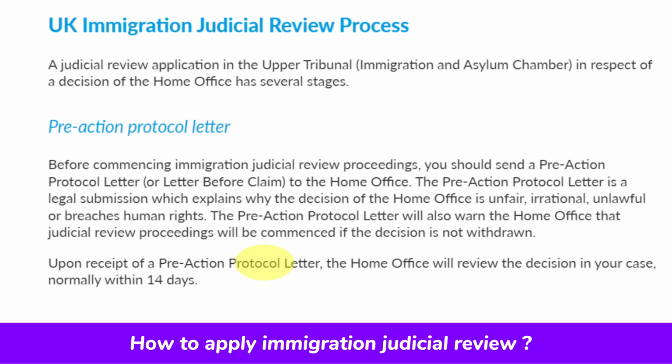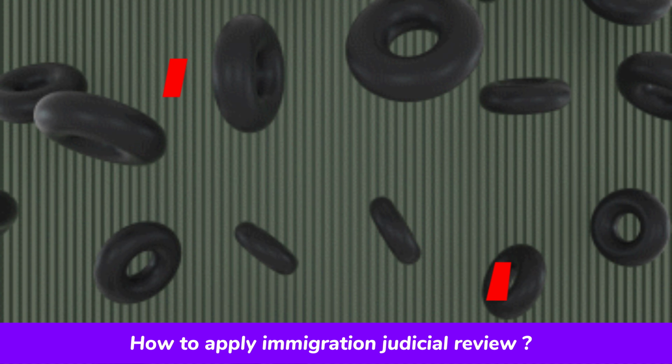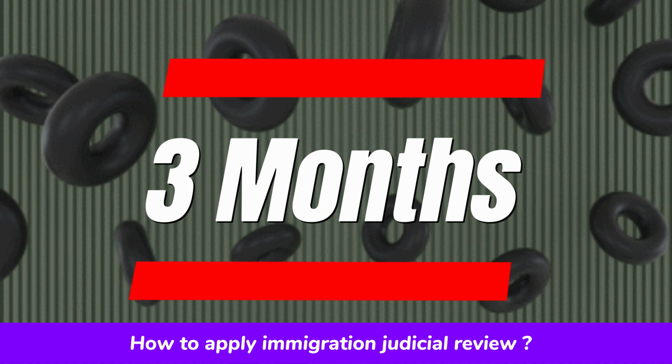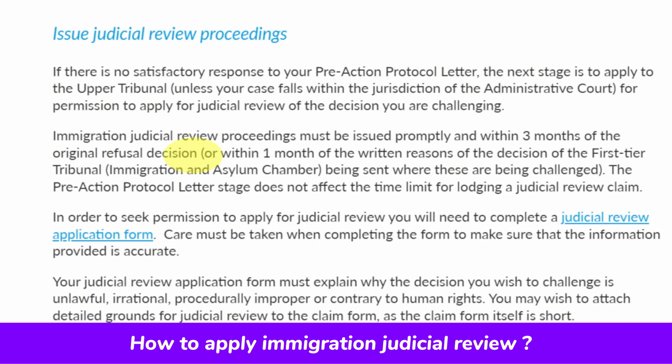Upon receipt of the pre-action protocol letter, the Home Office will review the decision in your case, normally within 14 days. Now, what if the pre-action protocol is not being considered? If there is no satisfactory response to your pre-action protocol letter, the next stage is to apply to the upper tribunal, unless your case falls within the jurisdiction of the administrative court, for permission to apply for judicial review of the decision you are challenging. Immigration judicial review proceedings must be issued promptly and within 3 months of the original refusal decision.